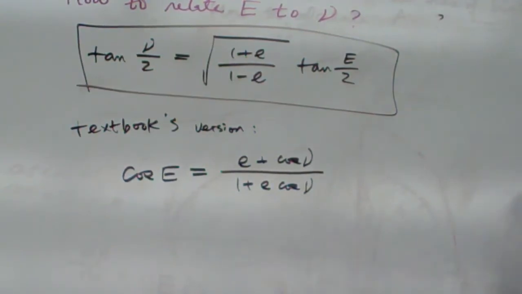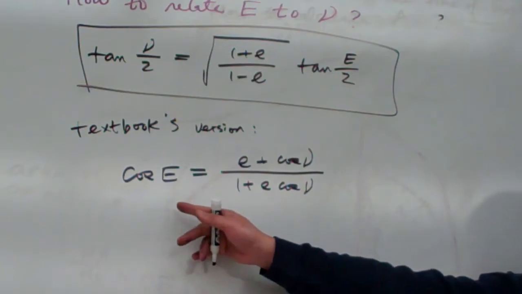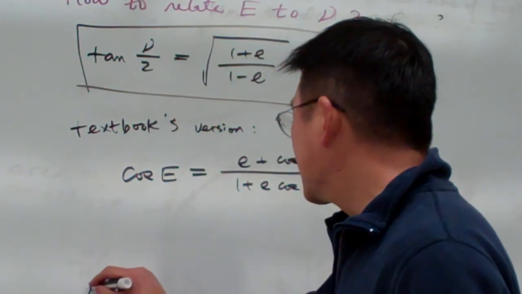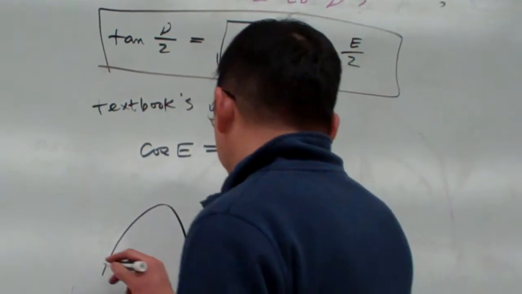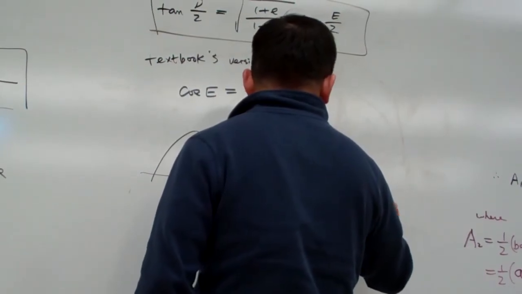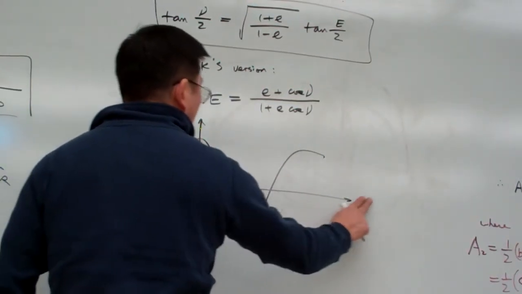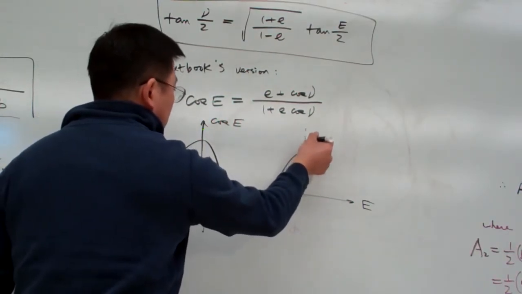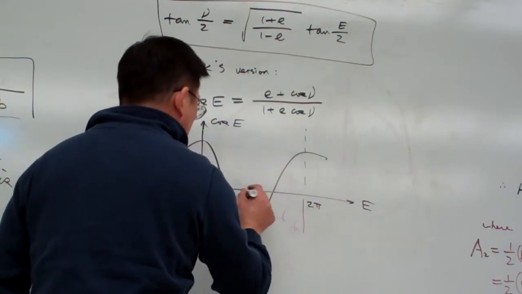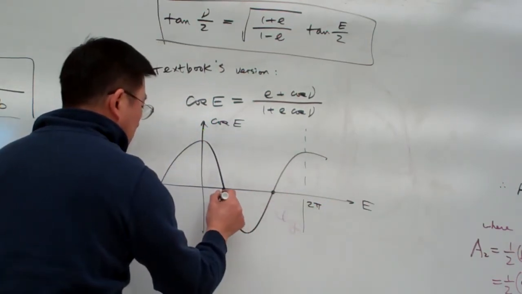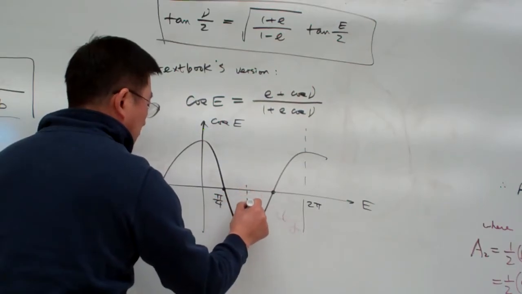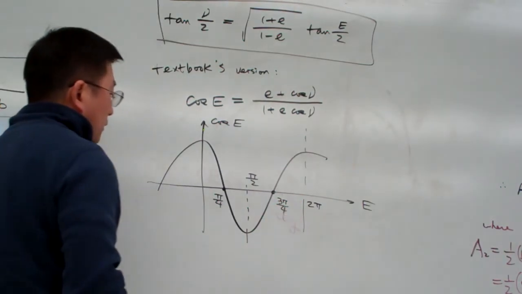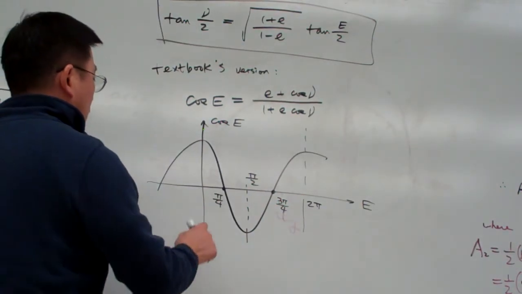If you want to use that one, you're going to involve the arc cosine, and arc cosine is a problem. This is the sinusoidal function. So this is theta, and this is cosine E, with pi over 4, pi over 2, 3 pi over 4, and 2 pi marked on the axis.